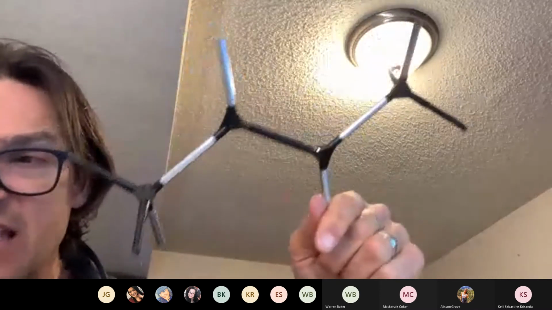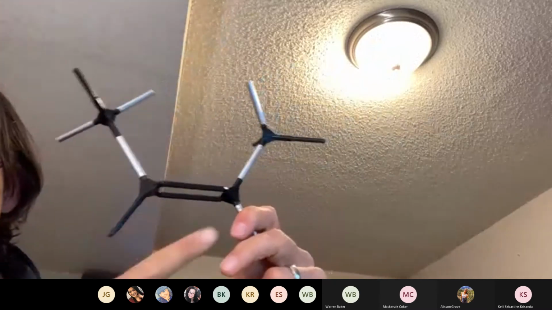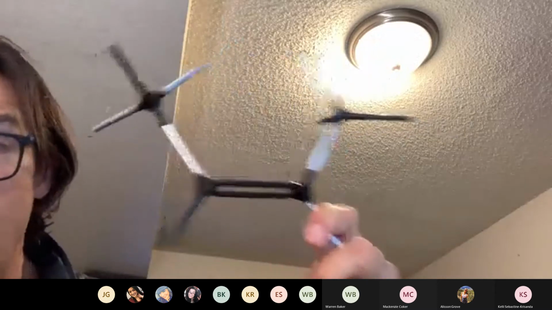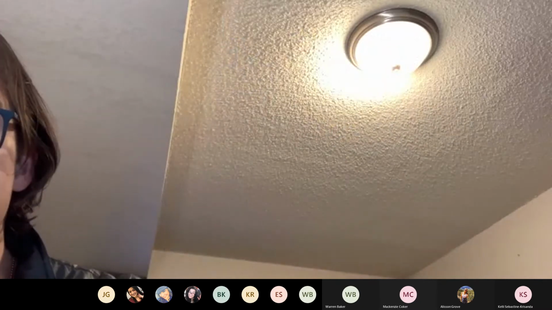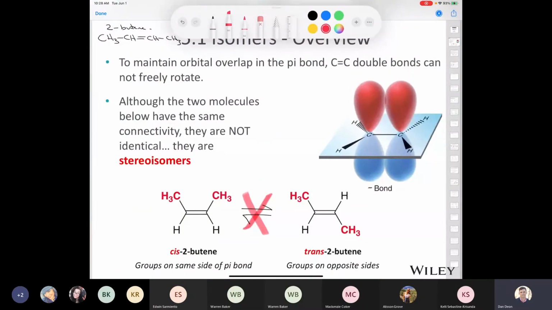Okay, the connectivity is the same in both molecules. CH3, CH, double bond, CH, CH3. Look, didn't change. We still have CH3, CH, double bond, CH, other CH3, but they cannot be interconverted, okay? So they're isomers, they have the same connectivity, but they have a different arrangement of atoms in space, don't they? And so they fall under that umbrella, that definition of stereoisomers. So cis and trans 2-butene are in fact stereoisomers of each other, all right? Same connectivity, but they're not identical. Again, they are stereoisomers. So that's what the definition of stereoisomers is.